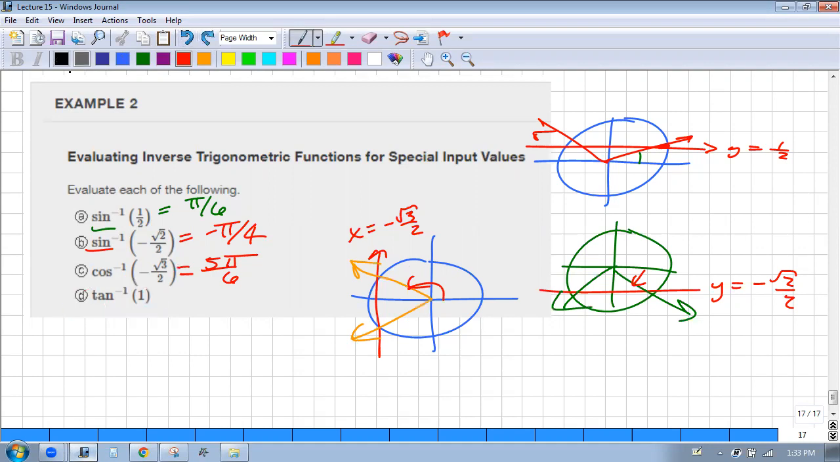Tangent is the ratio of y to x on the unit circle. So where's the ratio of y to x equal to 1? Here and here, right? Pi over 4 and 5 pi over 4. Tangent inverse always gives us the angle on the right side. It's always the one between minus pi over 2 and pi over 2. So I don't mean that angle, I mean this one. So this is simply pi over 4. That pi over 4, y and x are the same, so the ratio of y to x would be 1.